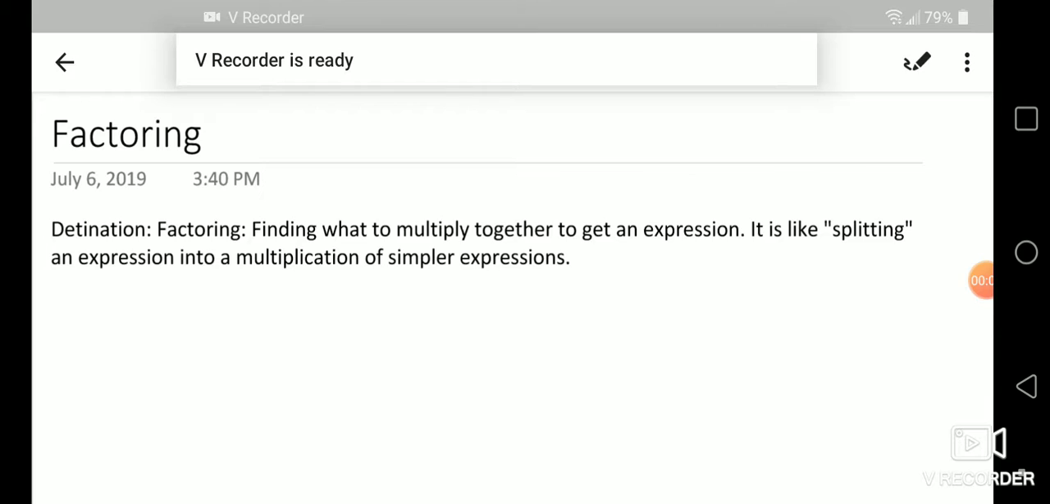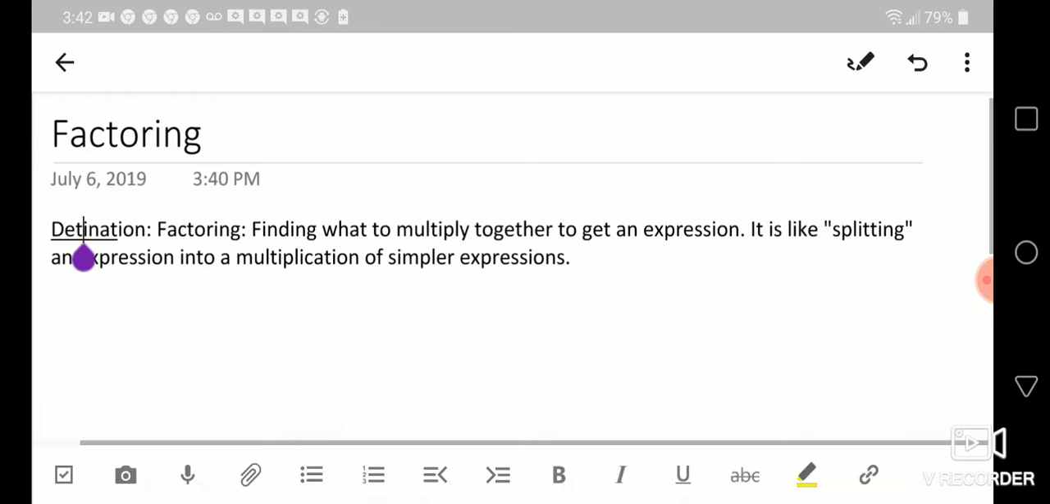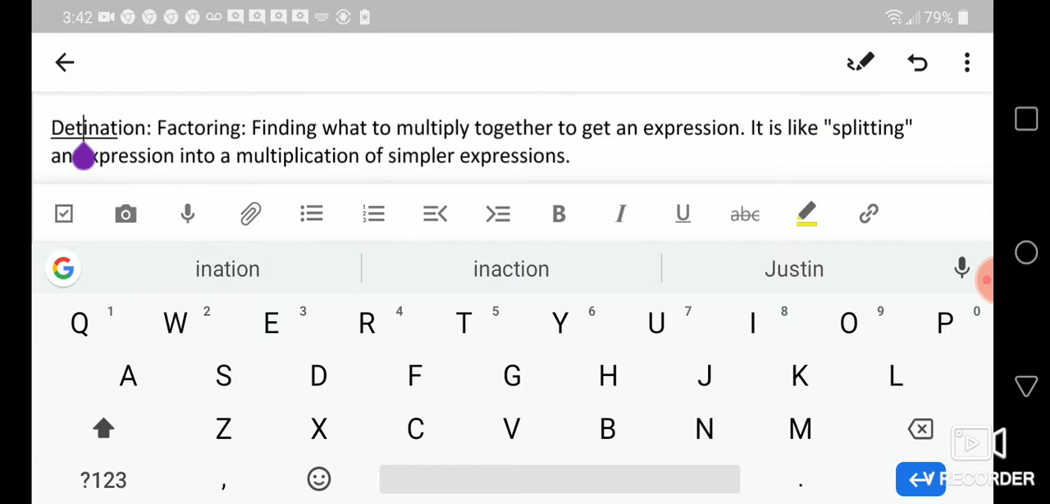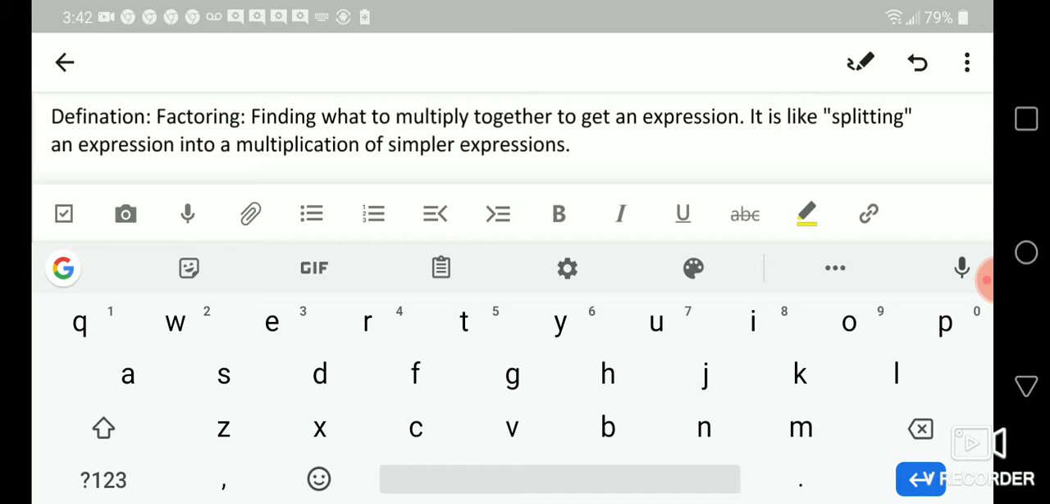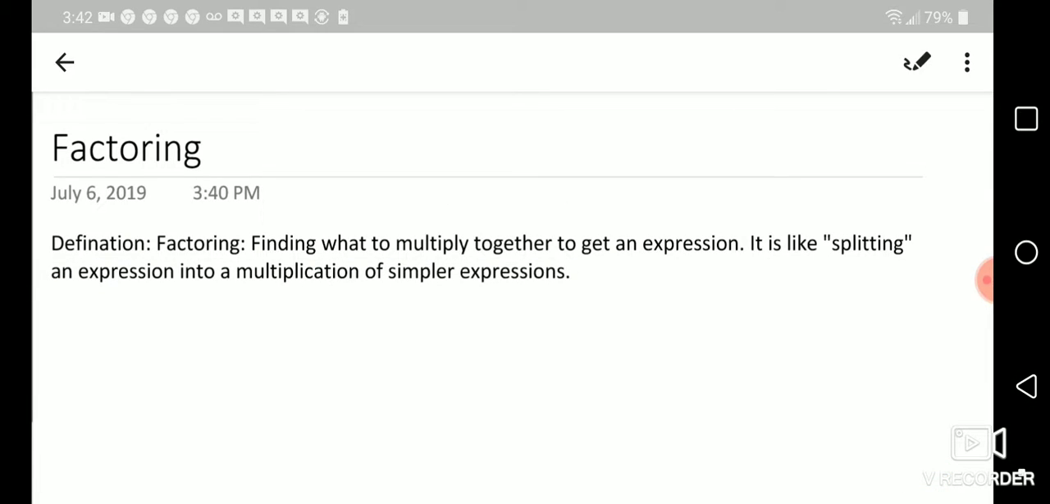Today we are going to learn about factoring. And like every time, we are going to look into the definition. First, I have a typo in here, so it's going to be definition. Okay, awesome. All right, so what is factoring?